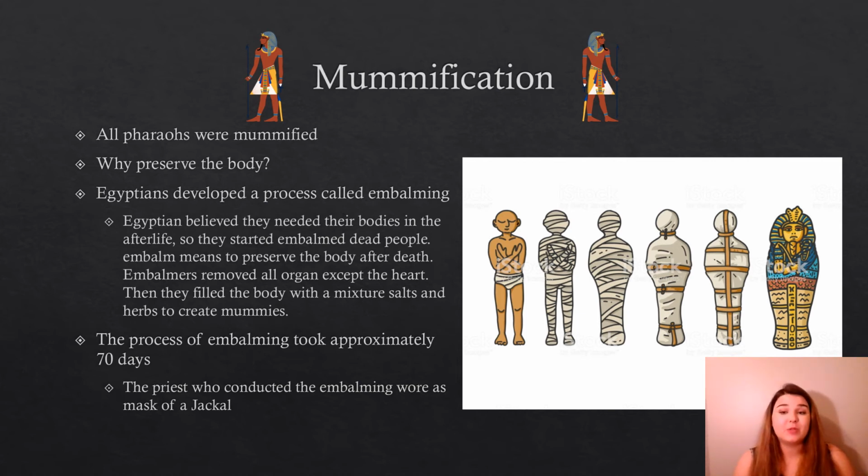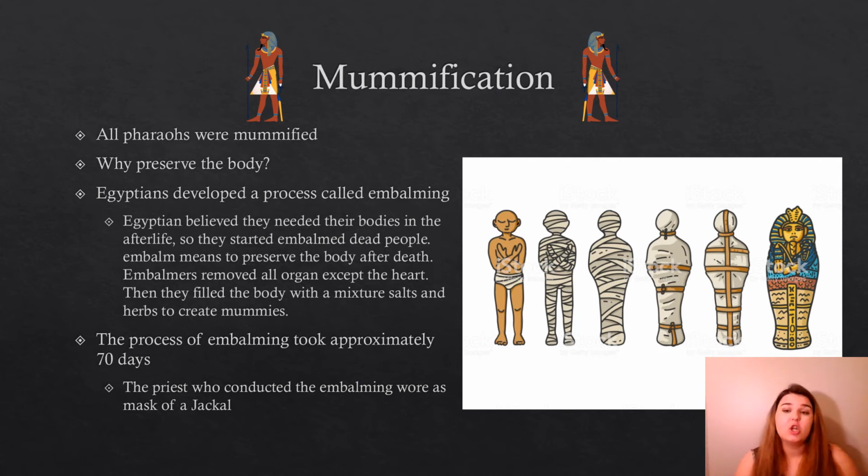So the Egyptians were able to develop a process called embalming. The Egyptians believed since they needed their bodies in the afterlife, they needed to embalm people so the bodies would not decompose. So embalm is just a fancy word to say preserve the body after death. You can also think about if you've seen people dissect frogs, those frogs were embalmed to make sure that they don't go bad. So the embalmers removed all of the organs except for the heart, because the heart is very important when it comes to the afterlife. In the next few slides, I will explain its significance.